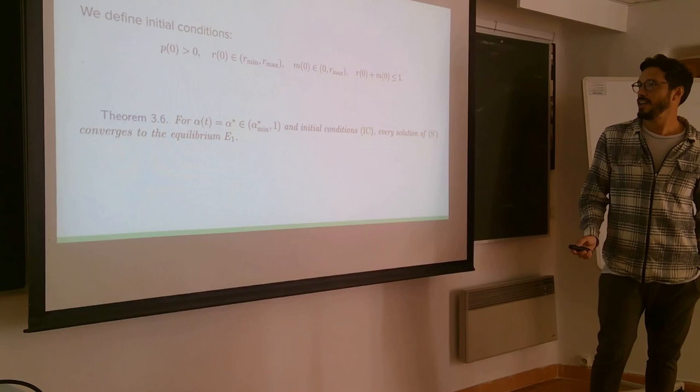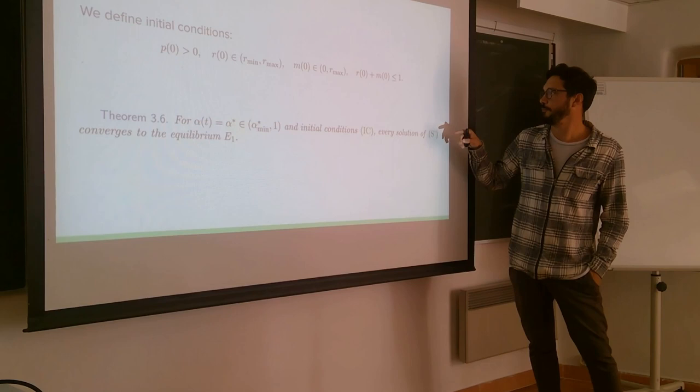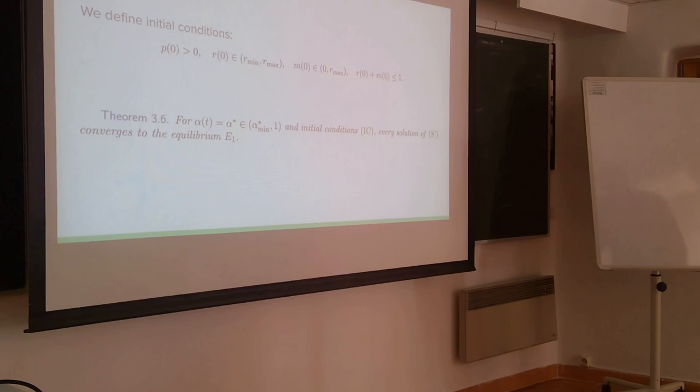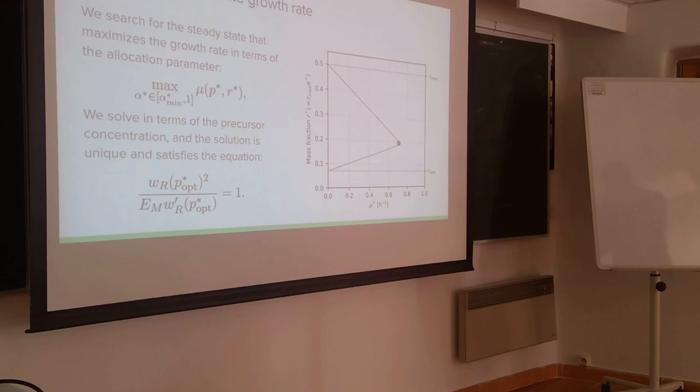We know for a fact that the system converges globally to, not globally, but in gamma, the convergence to equilibrium one, which is the equilibrium of interest. And so why did we do that? We like dynamical analysis, but also because we want to calibrate the system to represent a real bacteria, right?